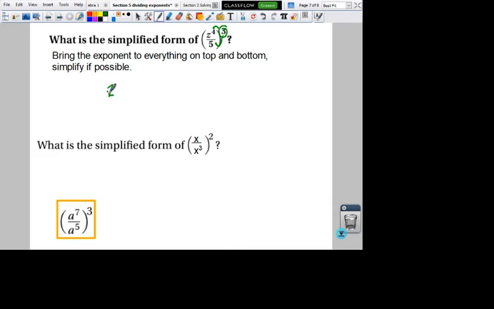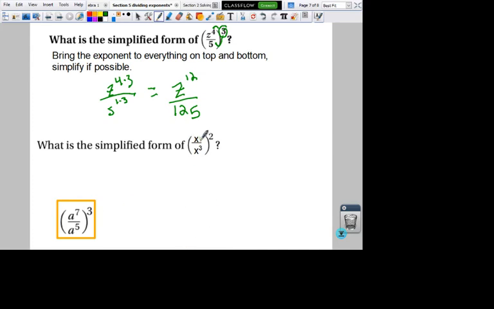So I'm going to have z to the 4 times 3 over 5 to the 1 times 3. Z to the 4 times 3 is z to the 12. 5 to the 1 times 3 is just 5 to the 3rd, which is 125. And then, is there anything else I can do to simplify this? Nope. So I'm done.